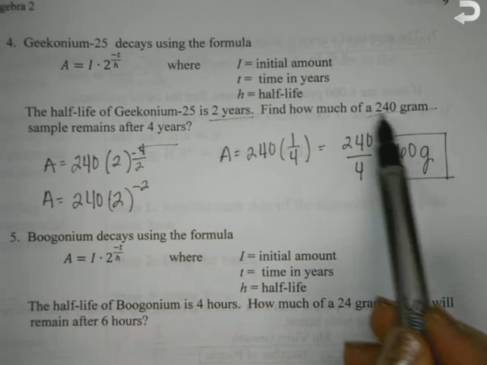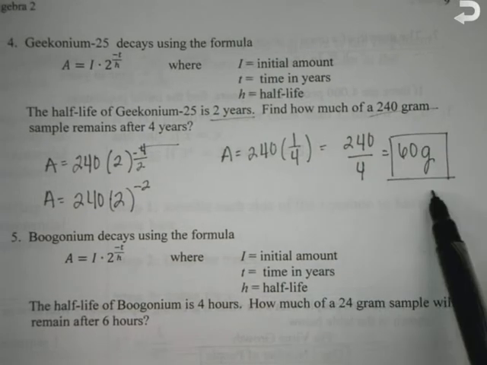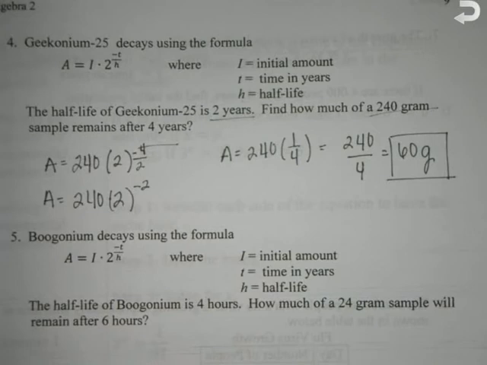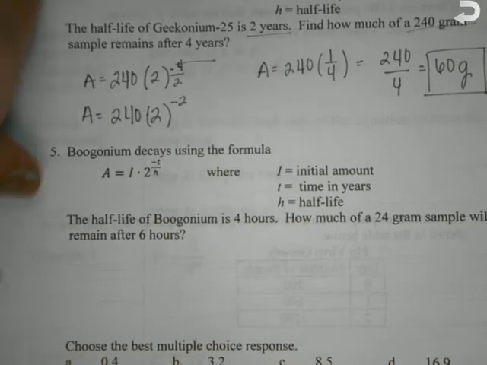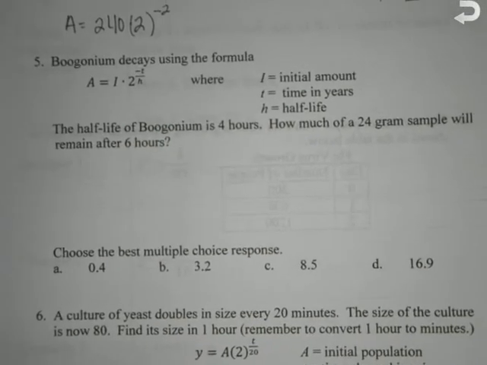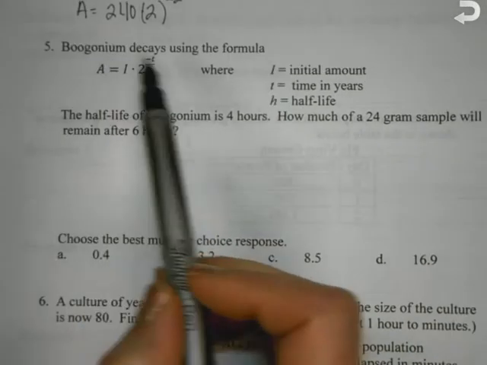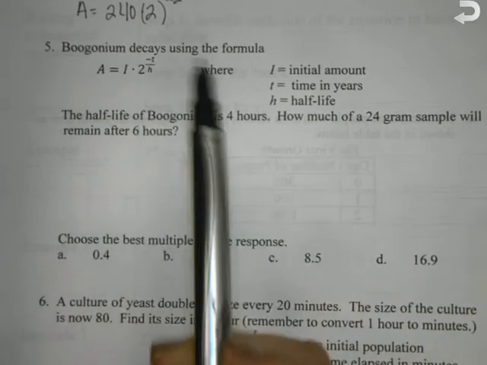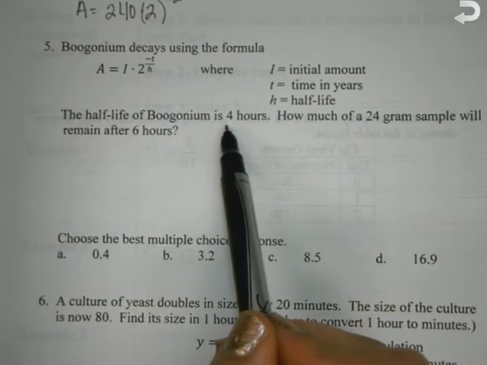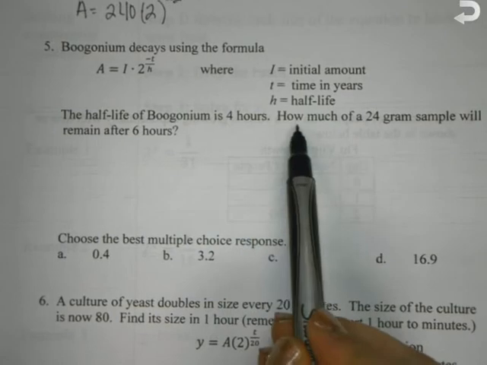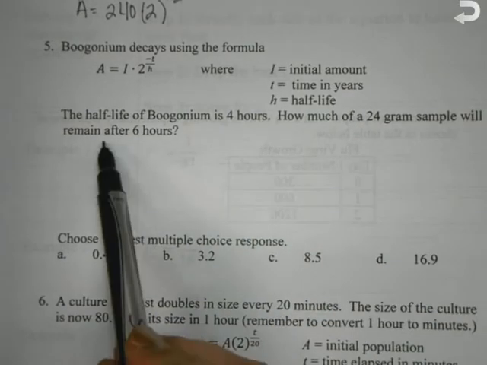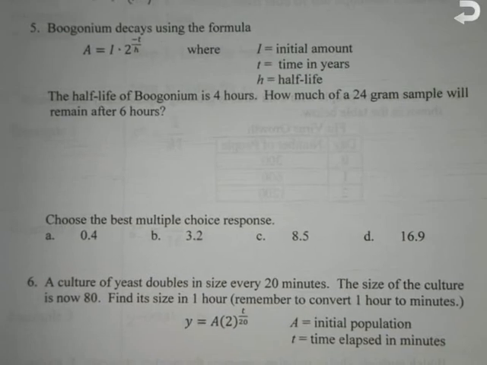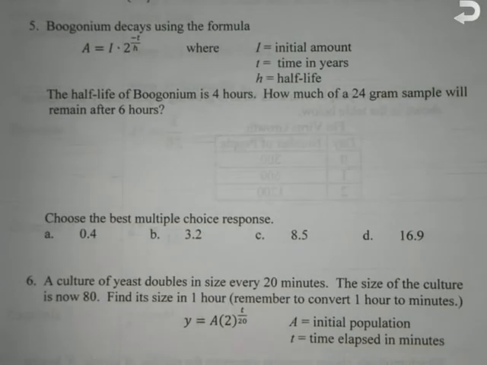Okay, so boogonium decays using the formula A equals I times 2 to the negative T over H. The half-life of boogonium is 4 hours. How much of a 24-gram sample will remain after 6 hours? Okay, guys, so we don't know what A is. What's I? 24 times 2 to the negative 6 over 4.